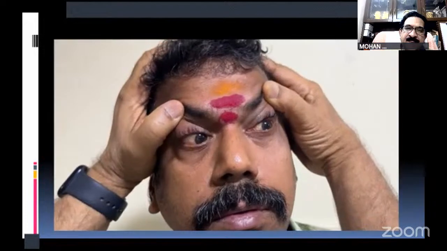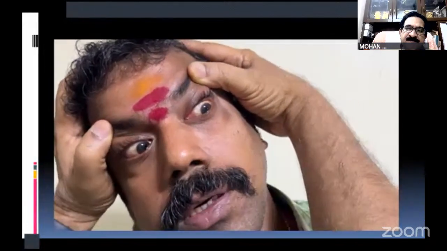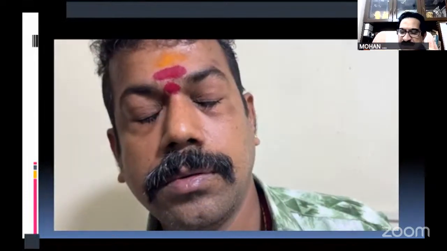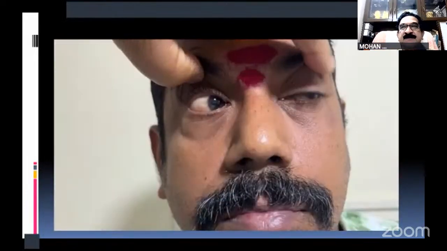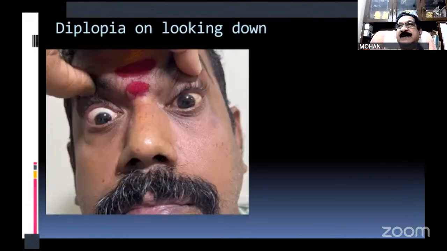Now I'm turning the head to the right and left. Turning the head to the right side, the diplopia is less. Turning to the left side, it is more. Now you're saying double now. That's the story. So what is the diagnosis? I will show this is the diplopia, combined diplopia and looking down.